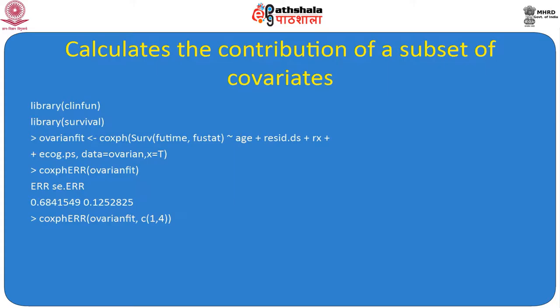Here we will use the library clean fun and the library survival. As we have seen in earlier modules, the library survival is useful to run survival analysis, especially the Cox proportional hazards model, and with Surv functions as well. But here we will calculate the relative risks through Cox proportional hazard functions. And here we will use one data set from the library survival, which is cancer treatment data.